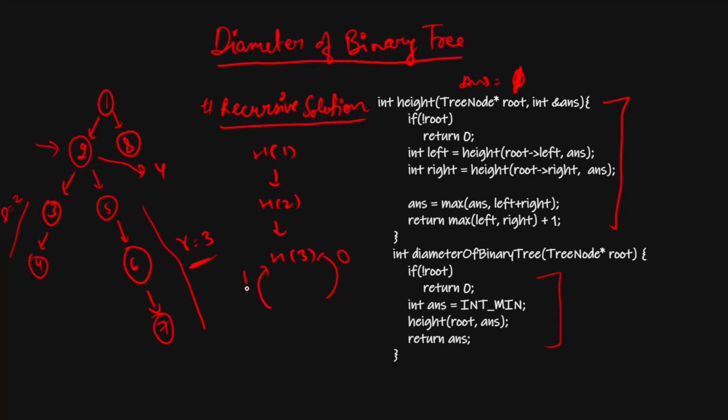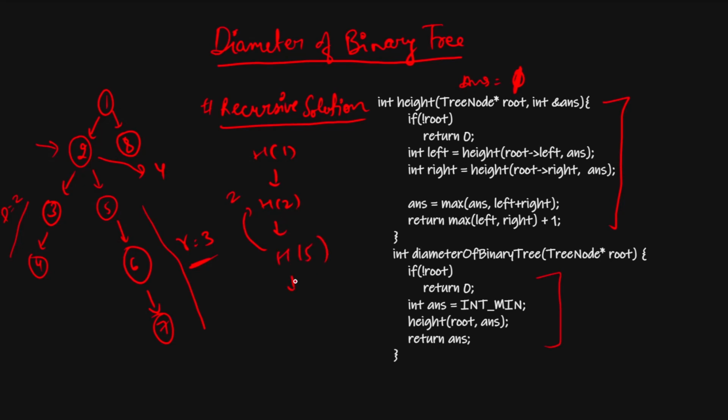And what will it return? The height of S3. What is the height of S3? It will be 2. So we can see the height of S3 is 2. And right now my max diameter is 1. Okay, this is my max diameter right now. Now we will call its right. For H2's right, it will call H5.